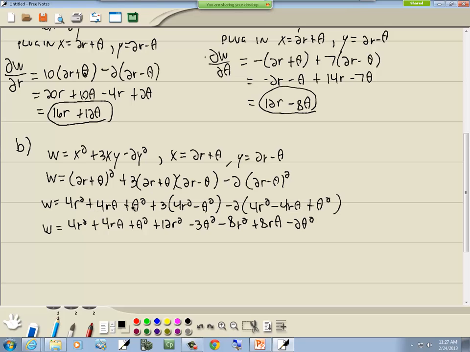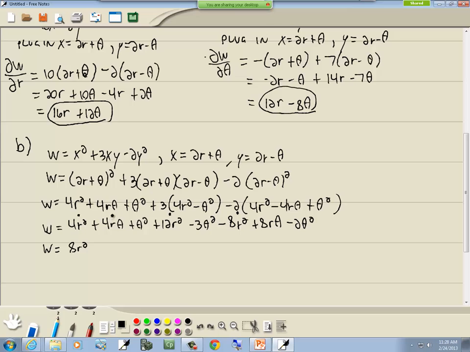Okay, let me double check. Here we got an r squared, and here we got an r squared, and here we got an r squared. Well, is there any other r squareds? I think that's it. Negative 8 plus 12 is 4, plus 4 is 8, so we got 8r squared.